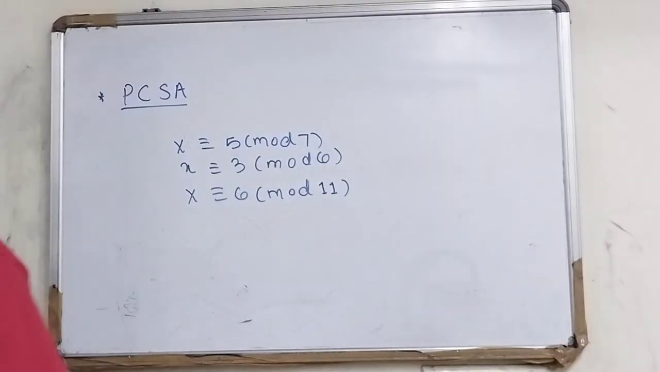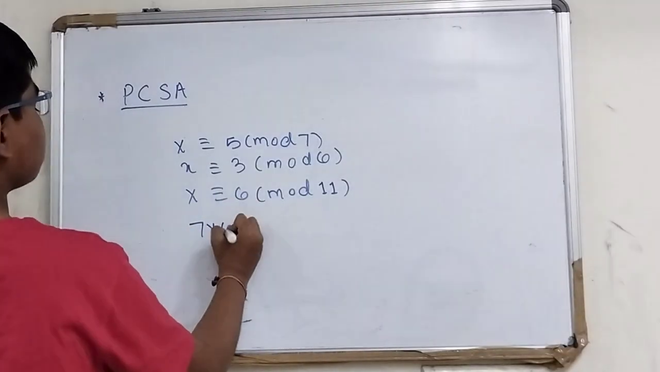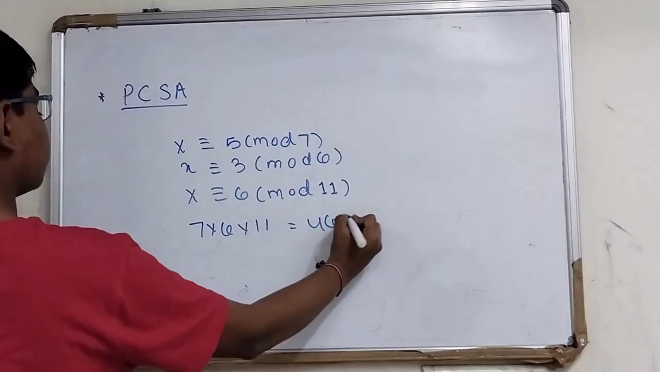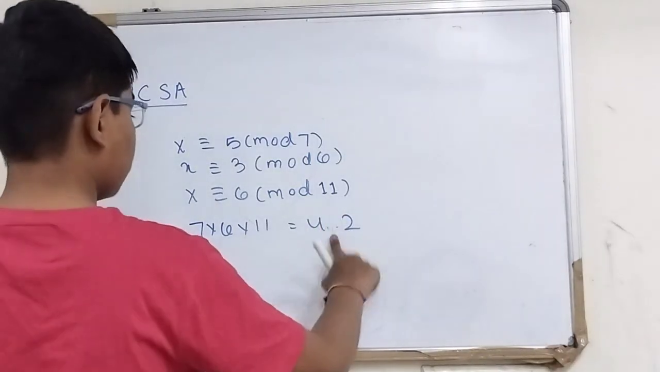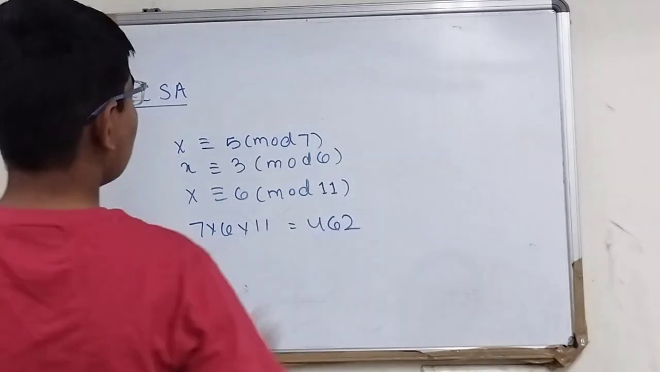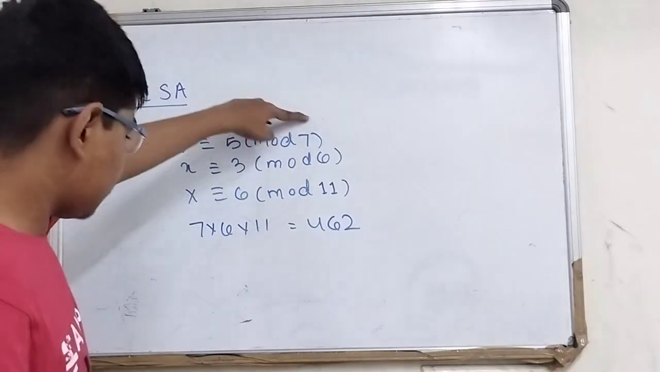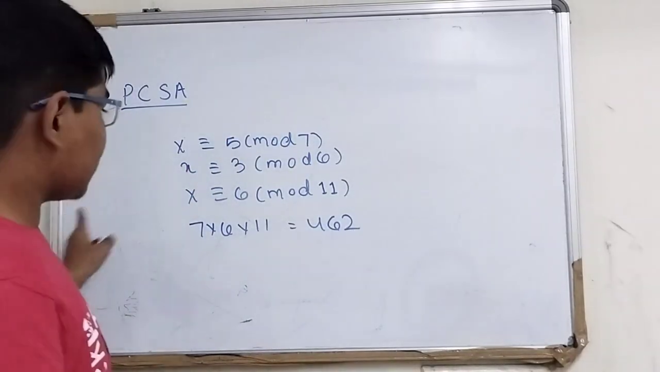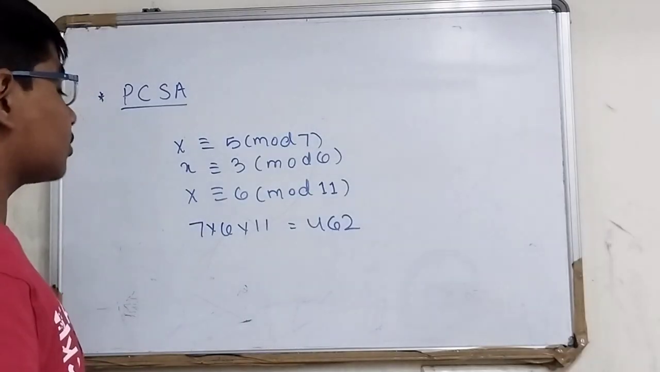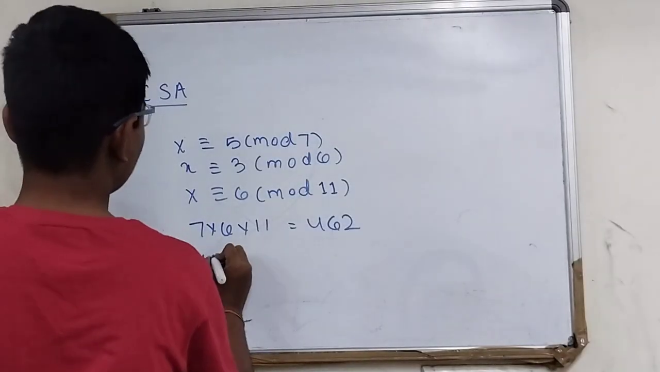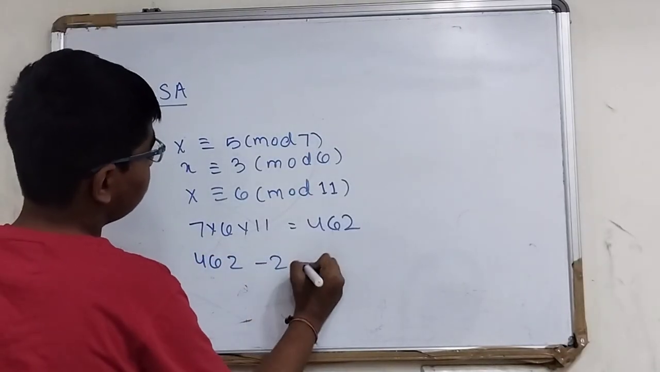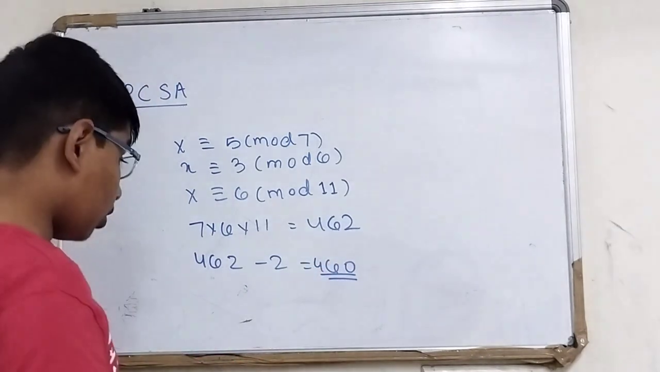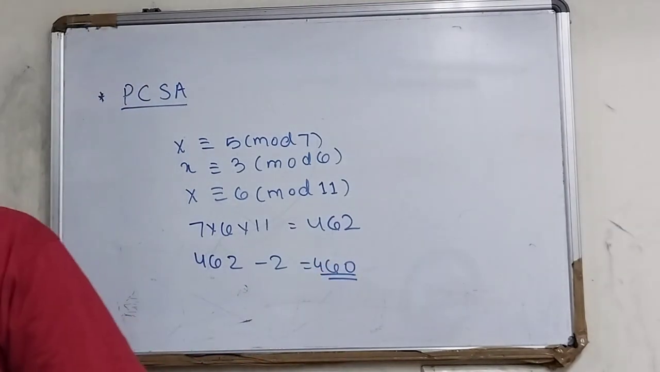Now, let us find the LCM here. 66 into 7. Mostly LCM is nothing but the numbers multiplied, which is 462. Okay, 462 is the LCM. Now what you need to do is minus this. Okay, we get 2. 7 minus 5 is 2. Subtract 2 from 462. 462 minus 2 is 460. Now here we get the answer as 460.